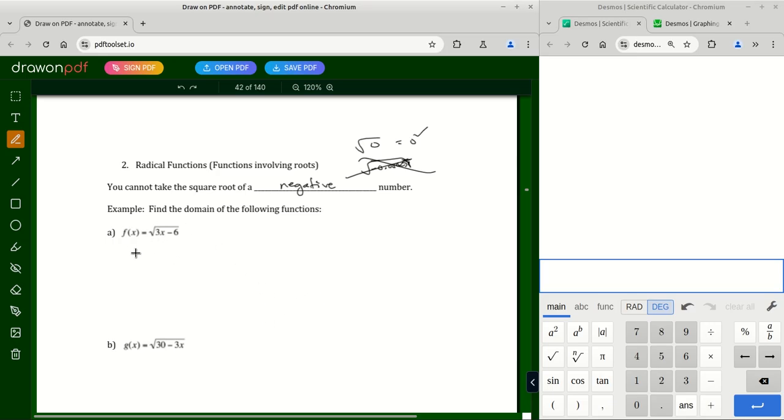So do I have division? I'm asking the same question from above, right? Do I have division? Nope. So I don't have to care about that. But do I have a square root? Yes. So I need to set the inside equal to 0. And so then 3x minus 6 equals 0. Move the 6. Divide by the 3. 2. And this is a start point.